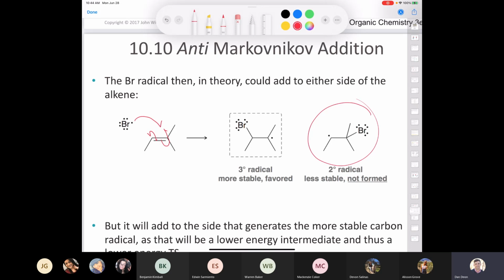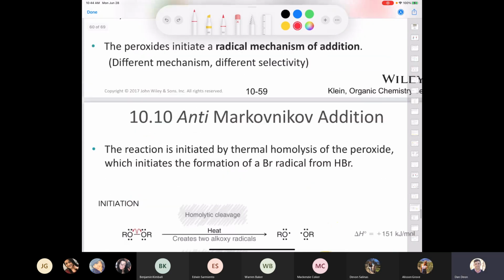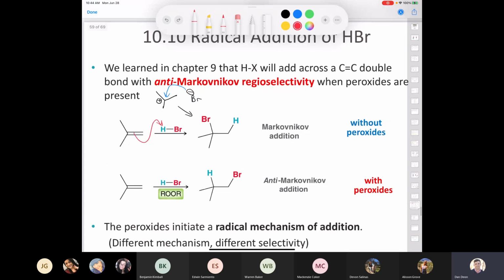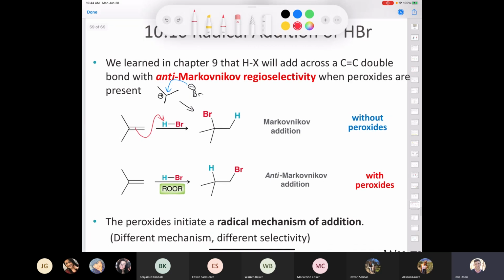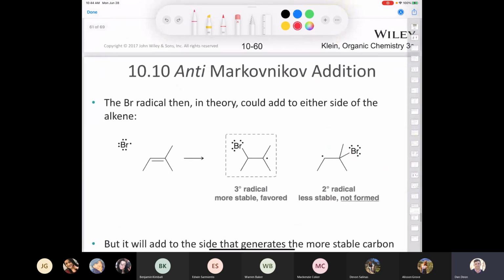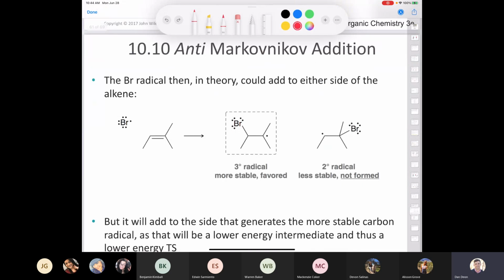Now, which one of these is going to predominate? Obviously, it's the one that's favored, right? So when we did hydrohalogenation back here, what was the first step? It was a proton transfer, and we ended up with the most stable carbocation. Well, now the first step isn't the addition of the hydrogen. The first step is the addition of the bromine, and we want to get the most stable radical.